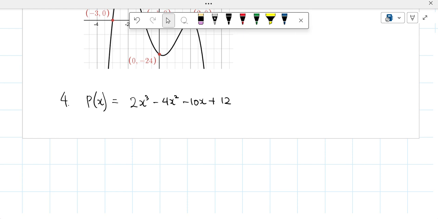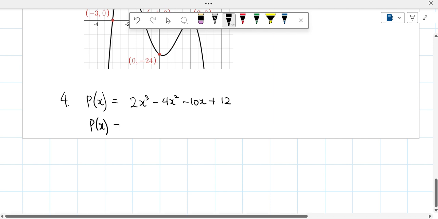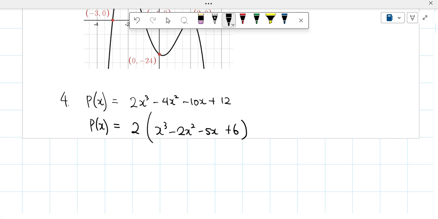Do you see the greatest common factor here? I see 2. Let's factor out 2. And then let's get into it. So we learned in grade 10 and 11 how to factor quadratic functions or expressions, but we don't know how to do the cubic ones. So that's why we learned a new trick in pre-calc 12, and it's called the factor theorem.